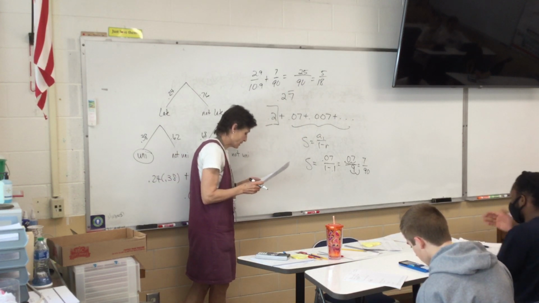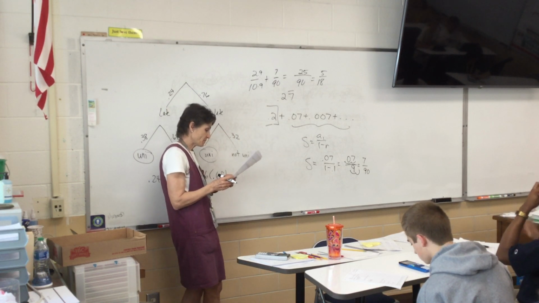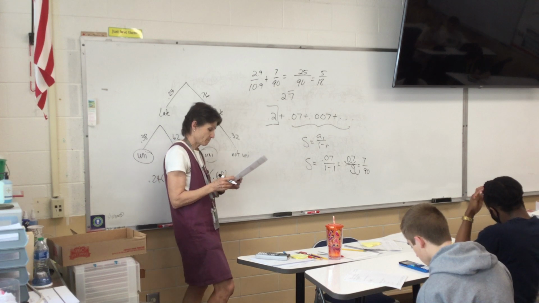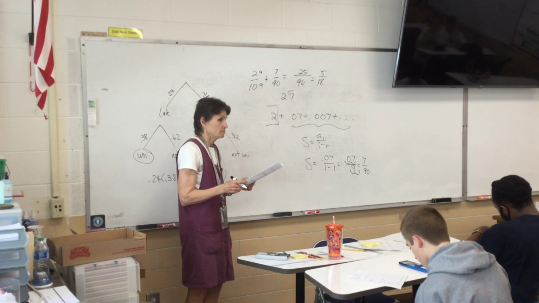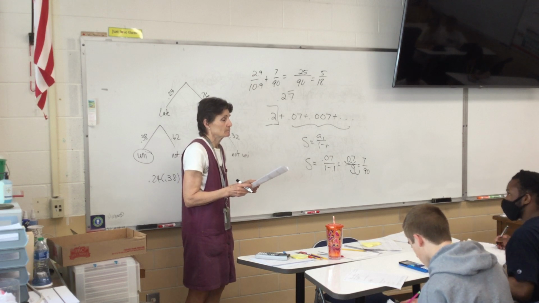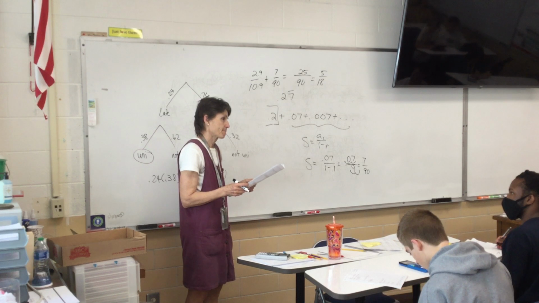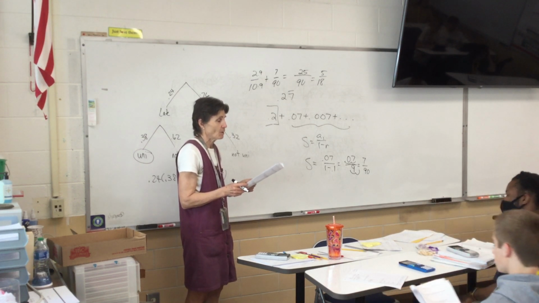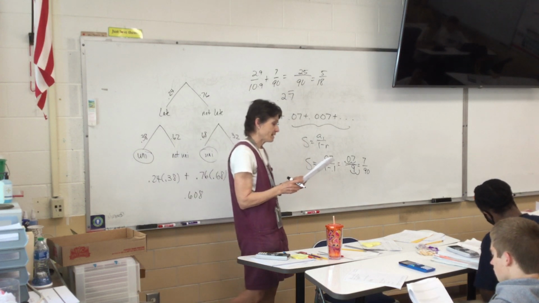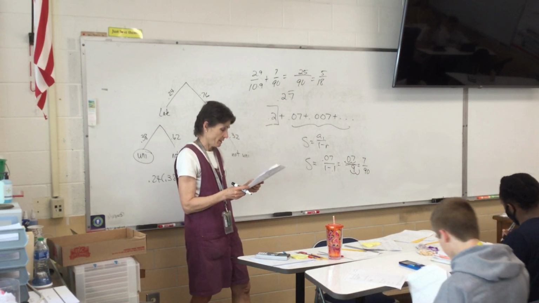What's the limit of 27A? 3/5. What's the limit of B? 0. No, it's not. Zero. It's 0 because 4/5 is less than 1.